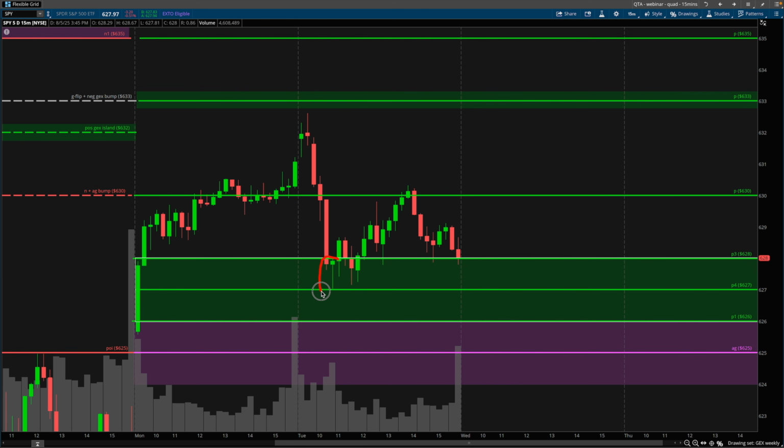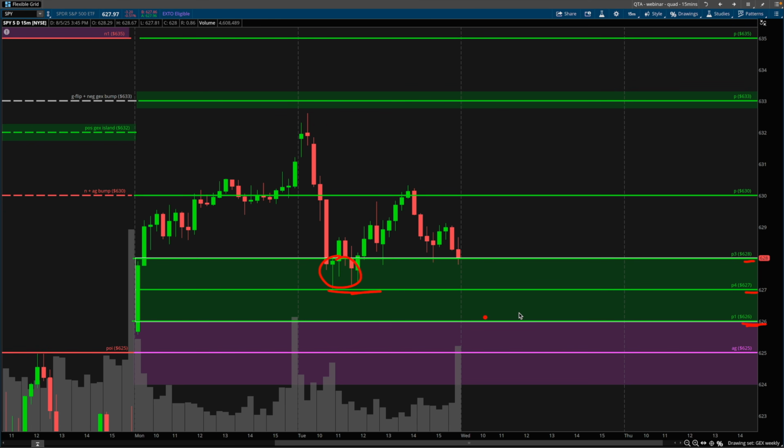This is the confirmation right here. We're seeing our hammer candle. We're seeing a spike in the volume. This is confirming that there is a lot of activity happening in this level. There are a lot of market participants here. So between 628 and 627, I'm interested in being long the SPY, and definitely at 626.